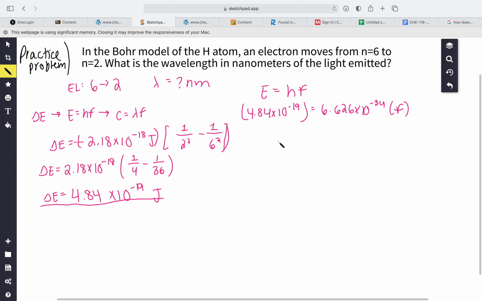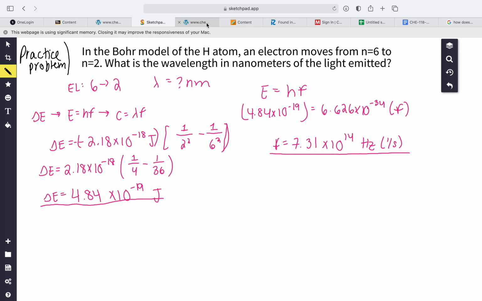Okay, so this is the answer that I got. I got f is equal to 7.31 times 10 to the 14th, and this will be in hertz or 1 over seconds. All right, and these answers might be slightly off because I'm using Photomath and not a real calculator. But if your procedures are the same and you're making sure that your exponents are correct, then you're fine.